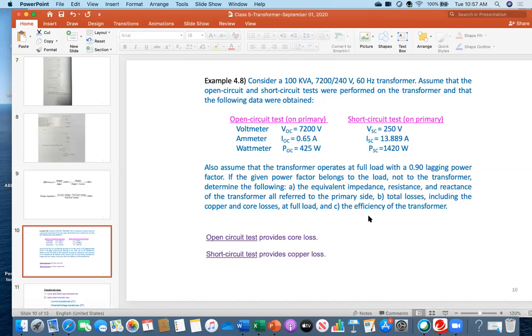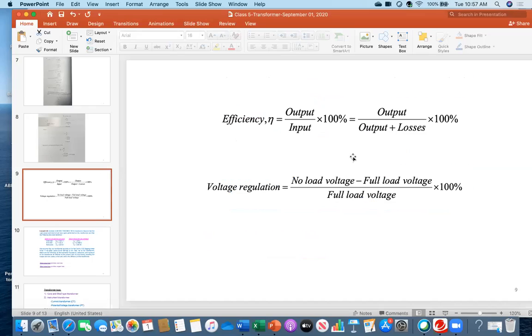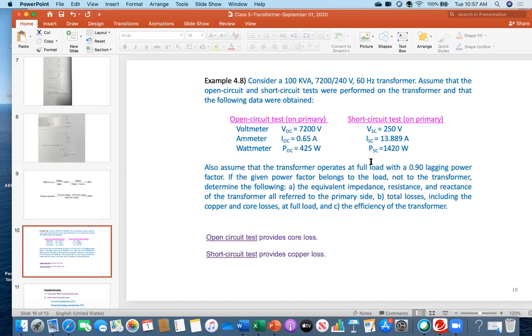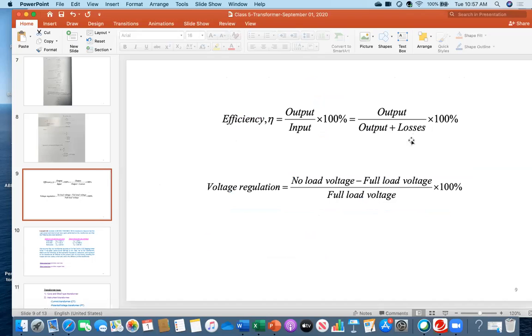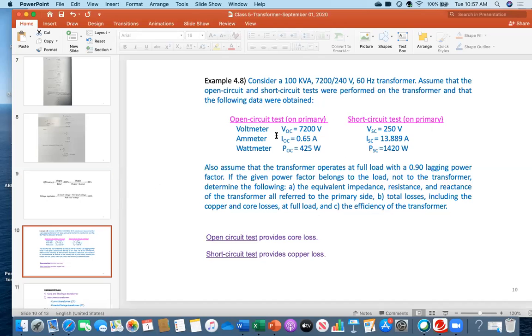Now, question number C, efficiency of the transformer. Everybody see, what was the definition of efficiency? Output over output plus losses. So what are the losses? Losses is the sum of this number and this number. This is your losses. What is the output value? For the output value, you look at the transformer rating on the very first line, 100 kVA.